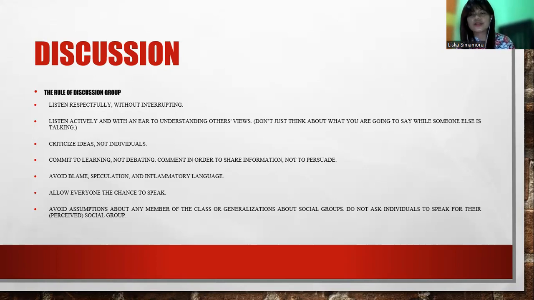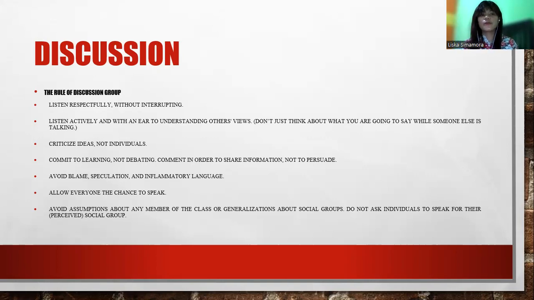So we cannot criticize their individual. In the middle of the discussion, we cannot criticize their family background, their education background, or maybe their political view, their religion, their tribe. Cannot be like that. Just criticize their ideas.